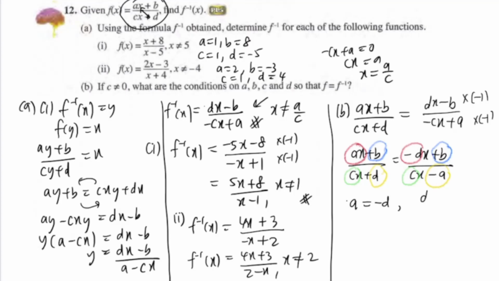Or you can say your D must be the same as negative A. You compare the coefficient of x in your numerator: A is now negative D. And you compare the constant in your denominator: your D is now negative A. So you just write one of them, right? A is negative D or D equals negative A. So there you go. That's the condition for which f(x) is the same as its inverse.